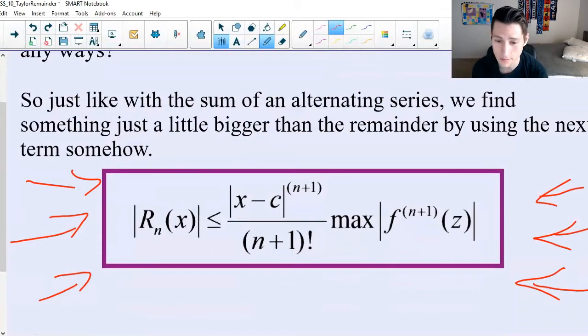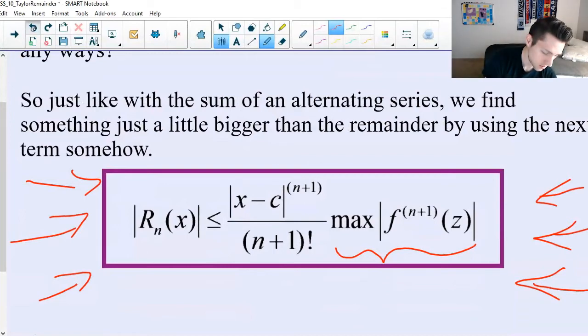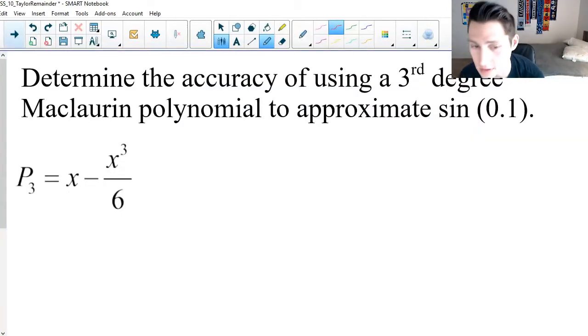Okay. And we're going to look at this. It basically looks like the Taylor polynomial formula. The only difference now is we're considering the maximum value of that next derivative, evaluated at z. All right, so let's look at an actual example.